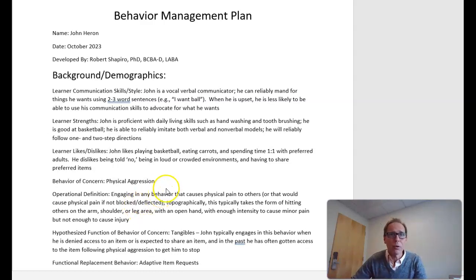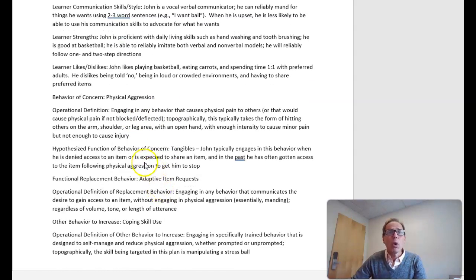And then once we have the behavior of concern and its operational definition, what's our hypothesized function of that behavior? Why do we think the person engages in that problem behavior? That's going to be really important because it's going to feed into our next piece, which is our functional replacement behavior. Here we're looking for something that's going to be functionally equivalent to the problem behavior. So here we think that John's physical aggression is maintained by access to tangibles, so a functional replacement behavior would be adaptive item requests. We're looking for a different way for John to make it known that he wants access to tangibles, so that we can give him those tangibles when he asks for them.